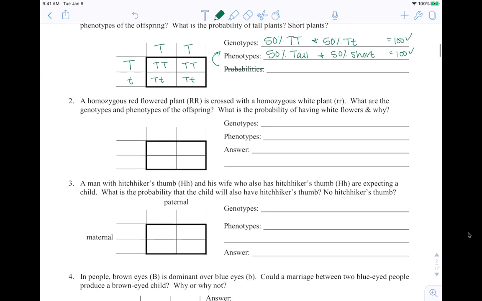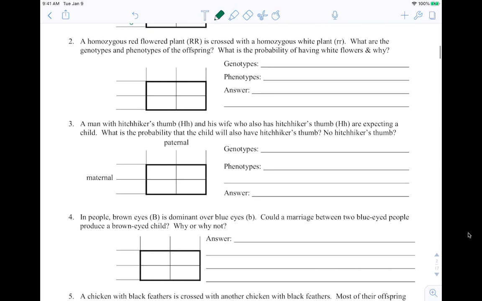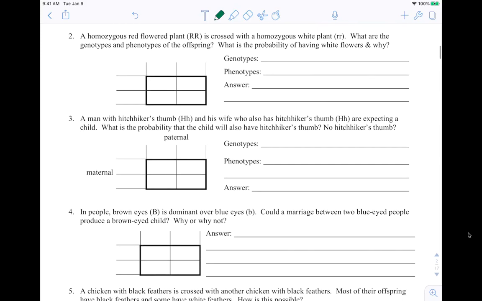So the first ones we're going to look at are monohybrids. I've already done the first one, so we'll move on to the second one about flowers. This is telling you that a homozygous, homo means same, red flowered plant has big R as its genotype, and is crossed with a homozygous, again same, white plant that is little r. It wants to know what are the genotypes and phenotypes of the offspring and the probability of having white flowers and why. Okay, so it already tells you the genotypes of the parents.